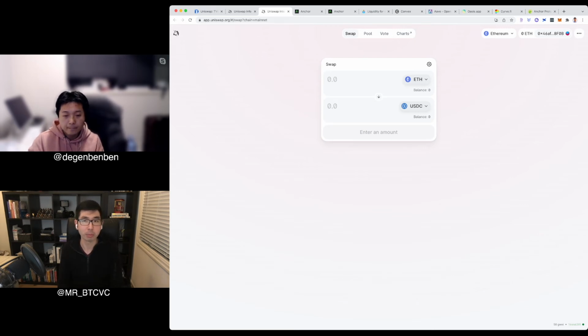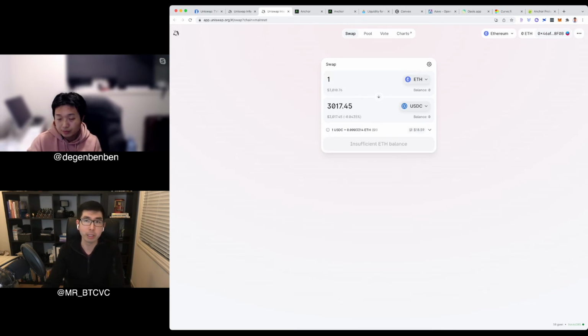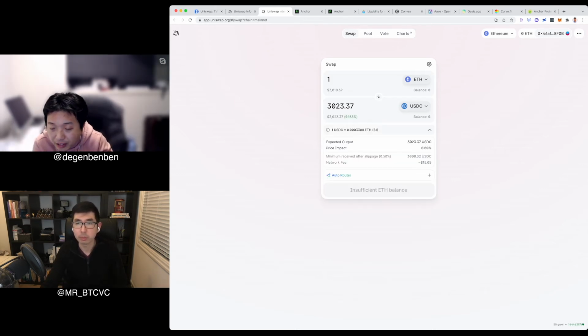So let's try to do something like this. Calculate: one ETH right now is $3,017. Received after slippage. Ooh, okay, still quite expensive. Because of how AMMs have to work, they have these liquidity pools.